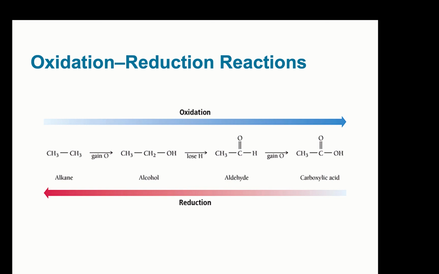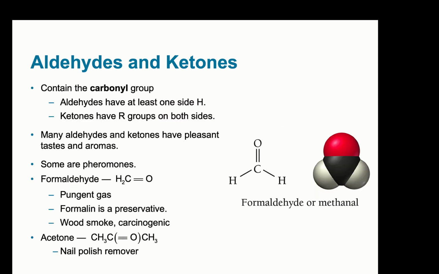So oxidation to the right means you lose hydrogen and gain oxygen, and then reduction to the left, you gain hydrogen, lose oxygen. So an alkane, if you react it, you can form an alcohol, and then you can rip hydrogens off to form an aldehyde, and then you gain more oxygen to form a carboxylic acid. That is the direction of oxidation. So aldehydes and ketones: an aldehyde has a carbon double bond O at the end of the molecule. A ketone has it in the middle. That's the difference between the two.